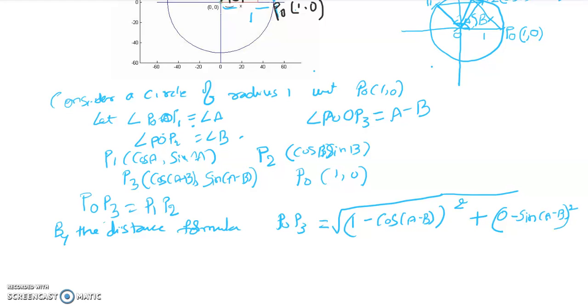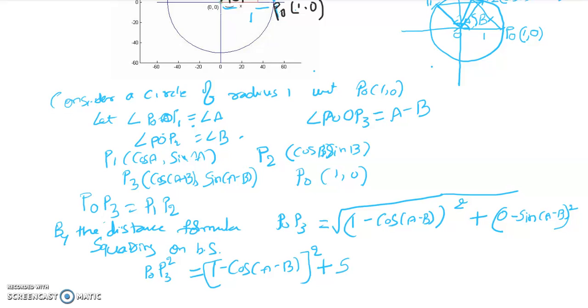Okay. Now, squaring on both sides in order to avoid that root, P0P3 the whole square is equal to, this root gets cancelled, I end up with (1 minus cos of (A minus B)) the whole square, plus 0 minus, I have only minus sin of (A minus B) the whole square. Minus square is plus, so I get only sin square of (A minus B).